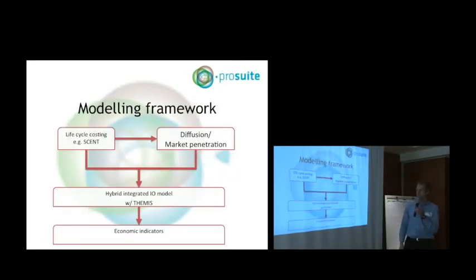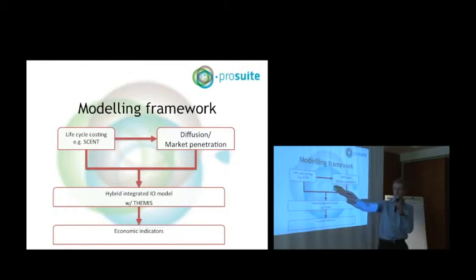So this is maybe a schematic of this. The life cycle costing is almost a starting point in our assessment. This gives us information for the diffusion and the market penetration. This goes into our hybridized model, and from that model, we can calculate those indicators that I presented earlier.